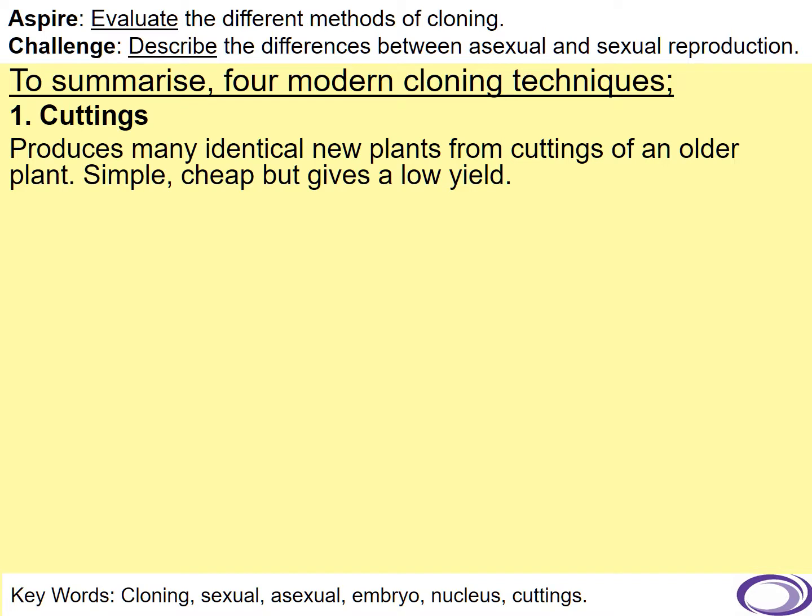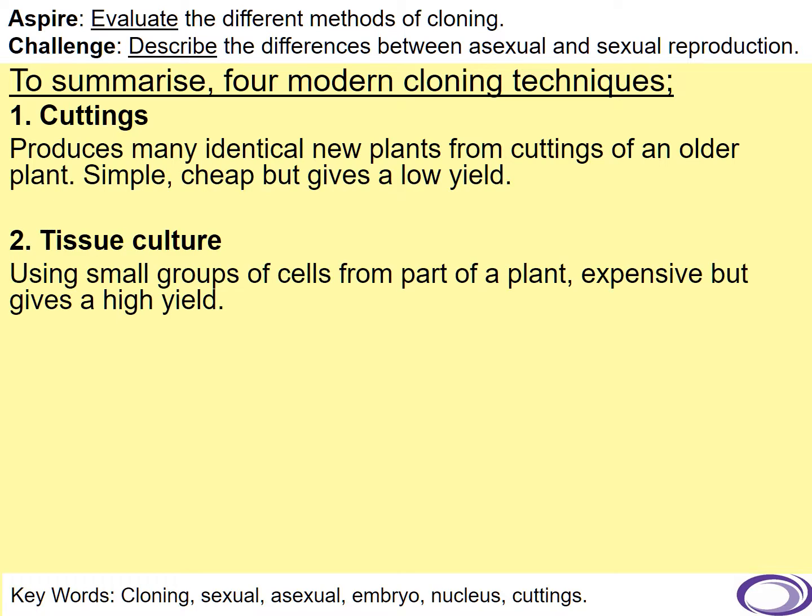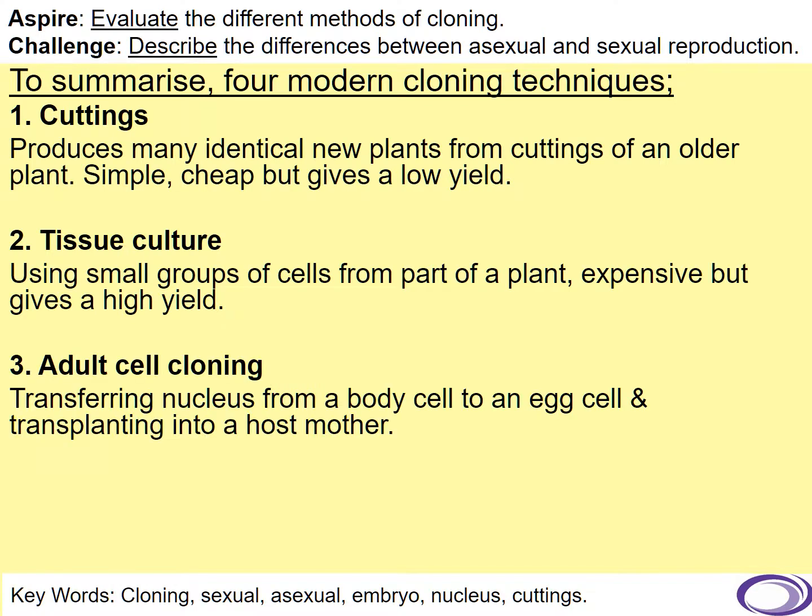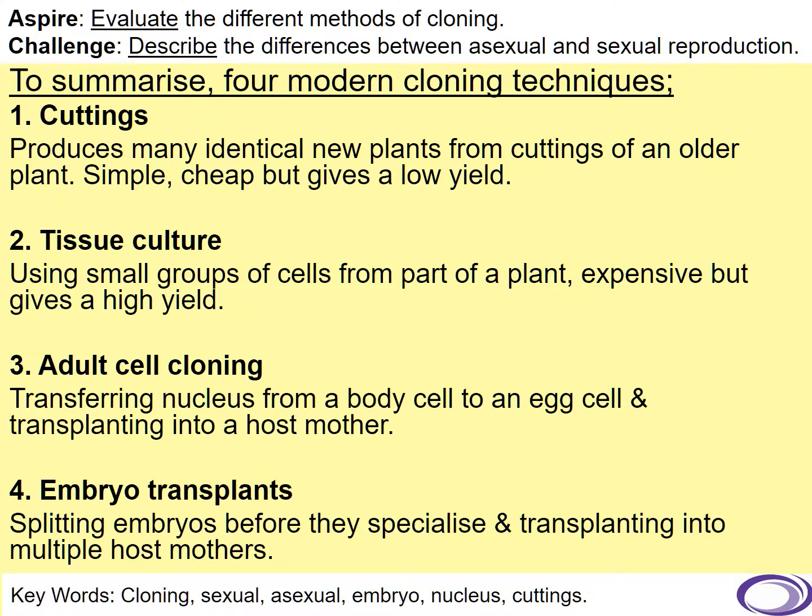So, to summarise the 4 modern cloning techniques. Number 1, cuttings produces many identical new plants from cuttings of an older plant. Tissue culture uses small groups of cells from part of a plant. Adult cell cloning transfers the nucleus from a body cell to an egg cell and transplants it into a surrogate mother. And embryo transplant is the splitting of embryos before they specialise and transplanting them into host mothers.